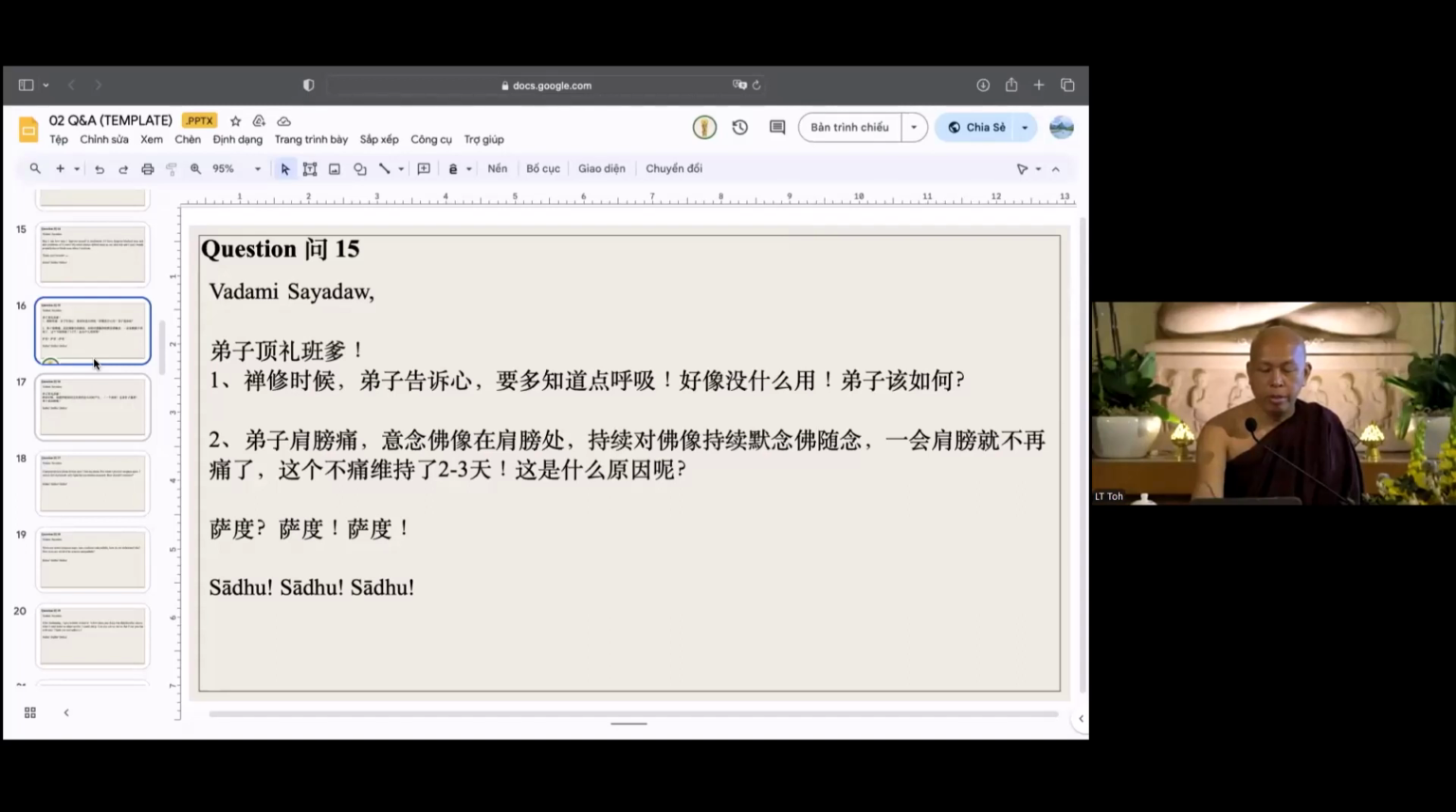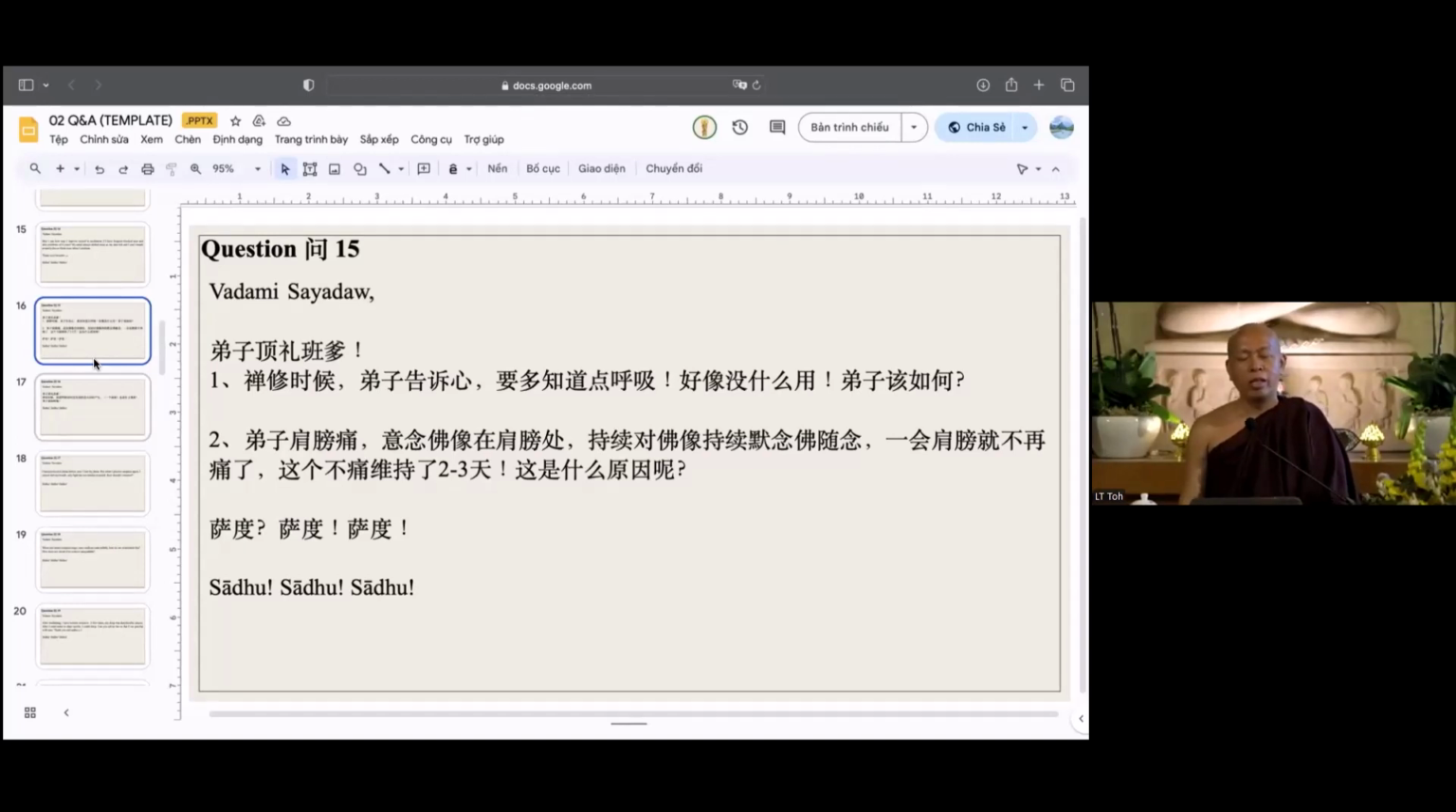Sayadaw, during meditation, he keeps on telling himself he must know the breath more. But this method doesn't seem to be effective. So what should he do next? First one, during meditation, he keeps on telling himself to know the breath more, but this method doesn't seem to be effective. So what should he do?